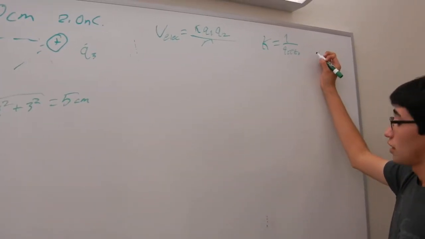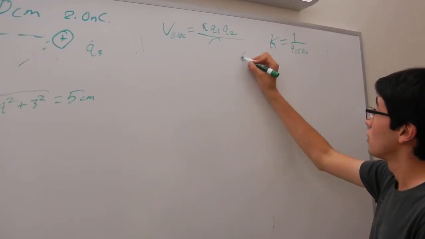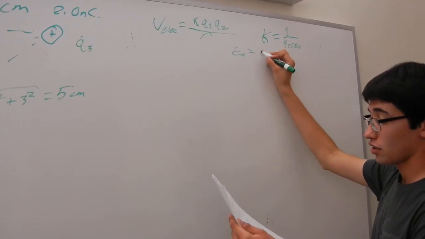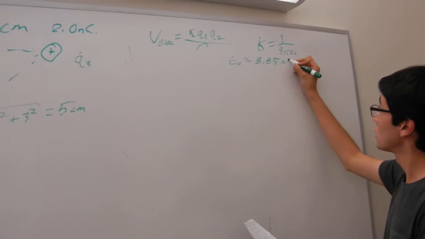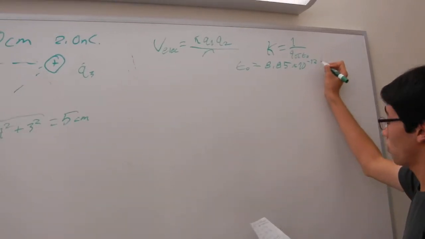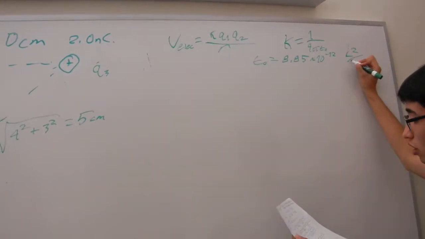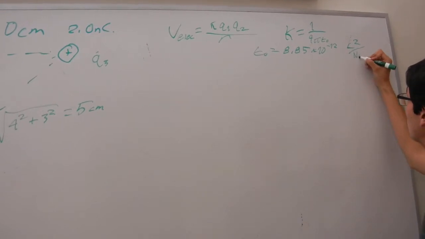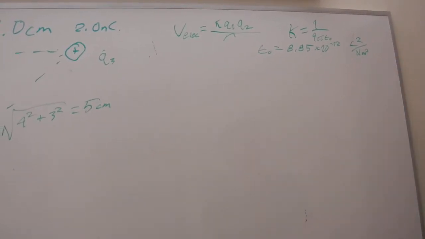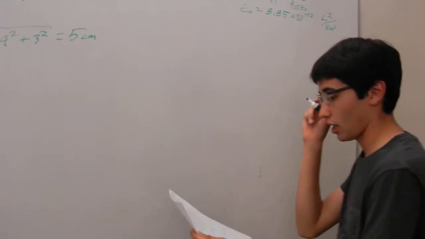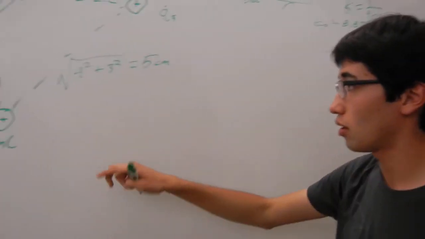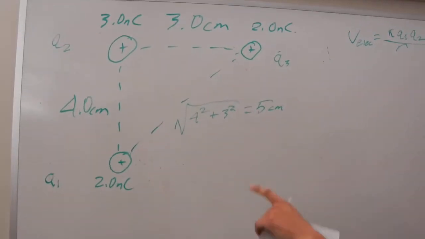Epsilon naught is a constant that is actually 8.85 times 10 to the negative 12 coulombs squared per Newton meter squared. And that's going to be important because we're going to want to get joules here. So let's go into the potential energy between the first two charges, 1 and 2.